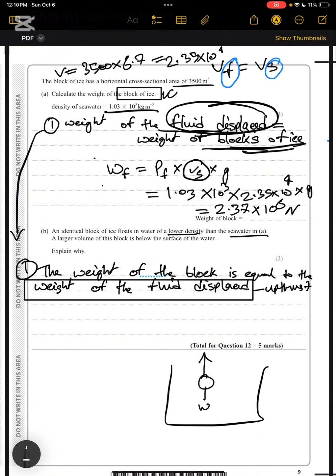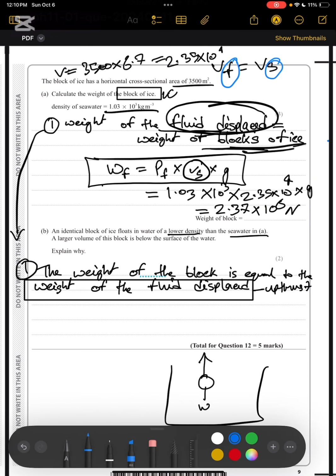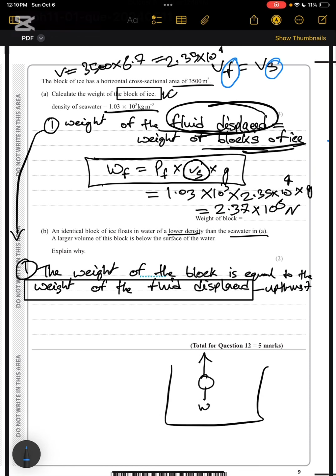So if we consider this formula and look at this, they have said a lower density. If the density decreases, the volume will increase, right? Because the density and the volume are inversely proportional. So they have said a larger volume of this block is below the surface of water. So it's quite obvious that as the density is lower, the volume will increase.